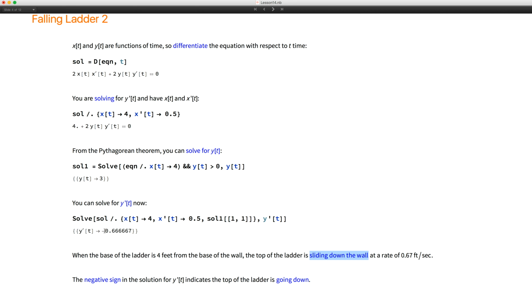And why is that sign negative? Well, it's negative because the top of the ladder is actually going down.